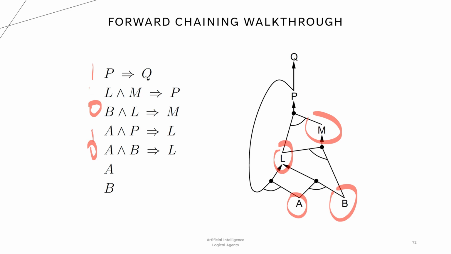Now we know that P is true. Now we visit P, pop it from the queue. We see that A and P implies L, so we would add L to the queue, but we see that L is already visited. And then we see that P implies Q has dropped to 0, meaning that Q has been proven.